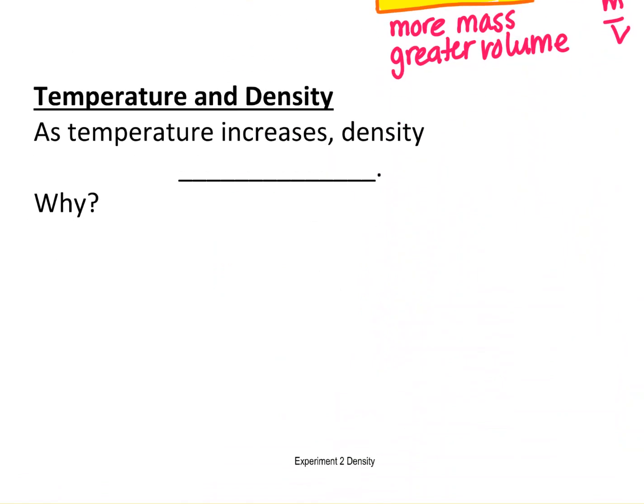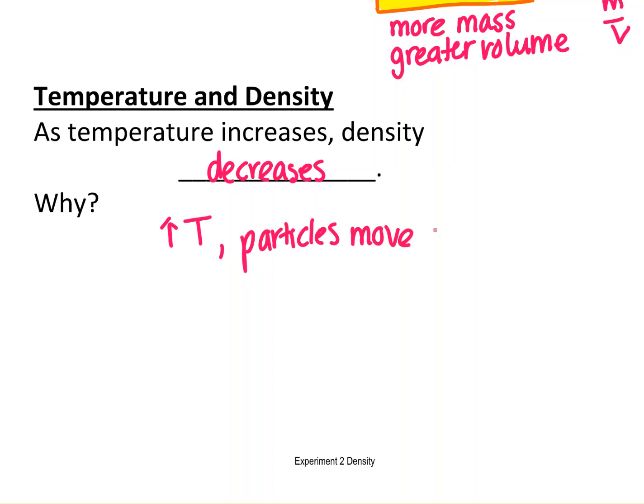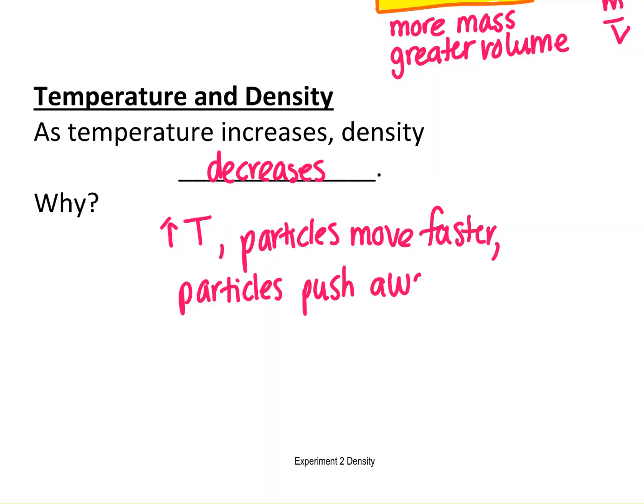Temperature can cause density to vary. If you warm something up, what will happen to its density? It will decrease. Why? Well, warming something up means that as temperature increases, the particles move faster. And I'm talking about particles, the atoms or molecules, moving faster. That means the particles will push away from each other. It'll spread out. And that means that the volume will increase.